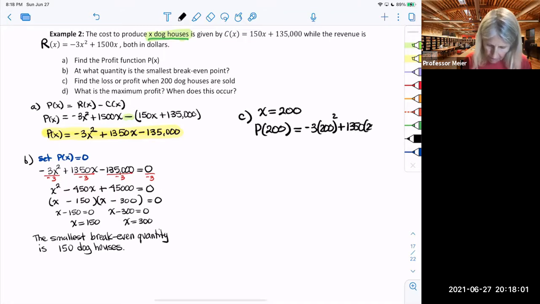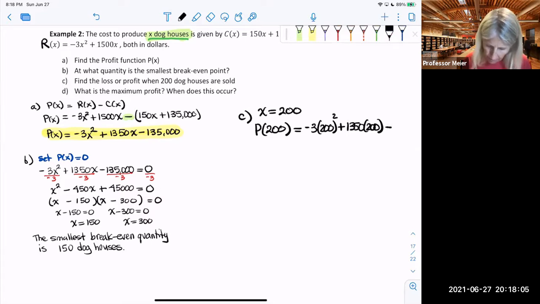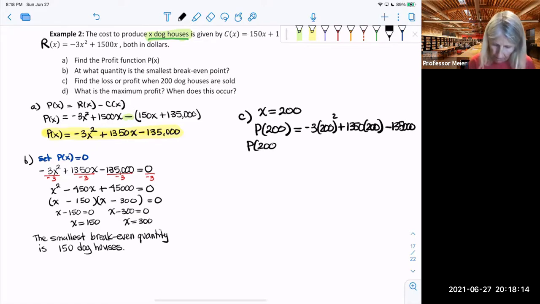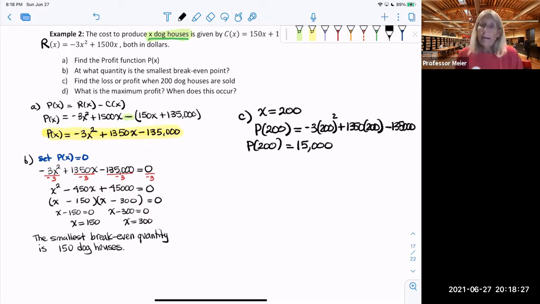1350 times 200 here, and then subtract, and what we'll subtract is 135,000. All right, plug 200 in your profit function and you will get a value. And if it's a positive, then we know there's profit. If there's a negative, then we know there's a loss. All right, and what I come up with here, and again, pause the video, plug this in your calculator yourself. I get 15,000. So remember, this is money. So I'm going to give you some words here.